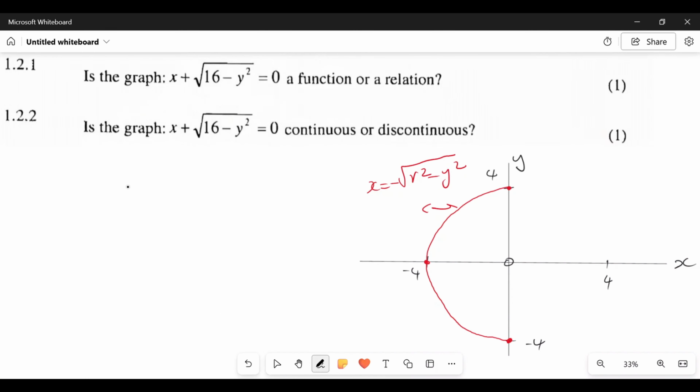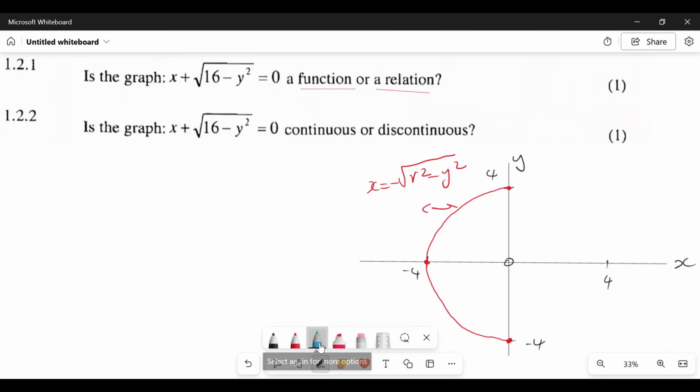All right, guys, here are the questions: 1.2.1, 1.2.2. Let's first look at 1.2.1, which is 1 mark. Now, what is it that they want us to do with 1.2.1? They are asking the following question: is the graph x plus root of 16 minus y squared equaling 0 a function or a relation? So the question is asking about the graph that we drew earlier in 1.2, is it a function or a relation? Guys, let me explain the following.